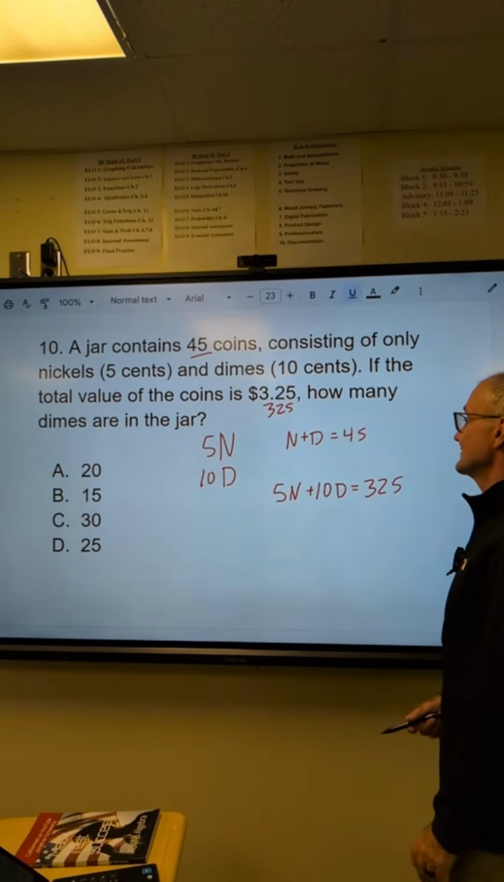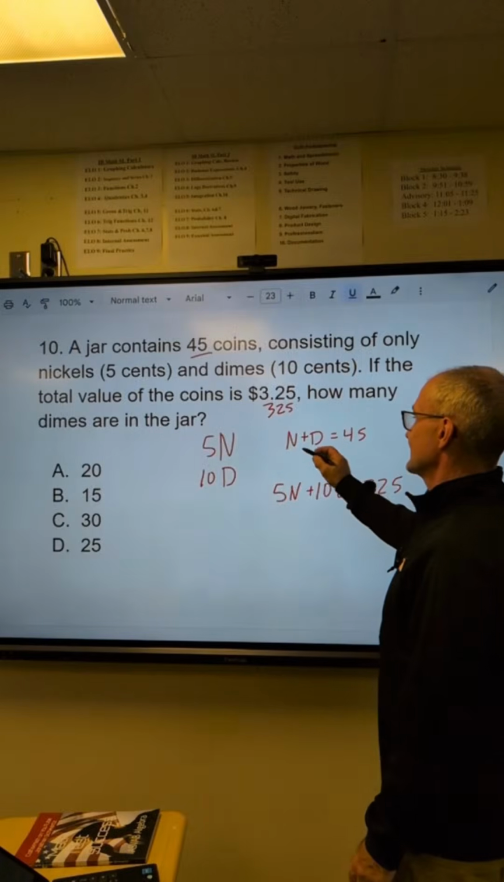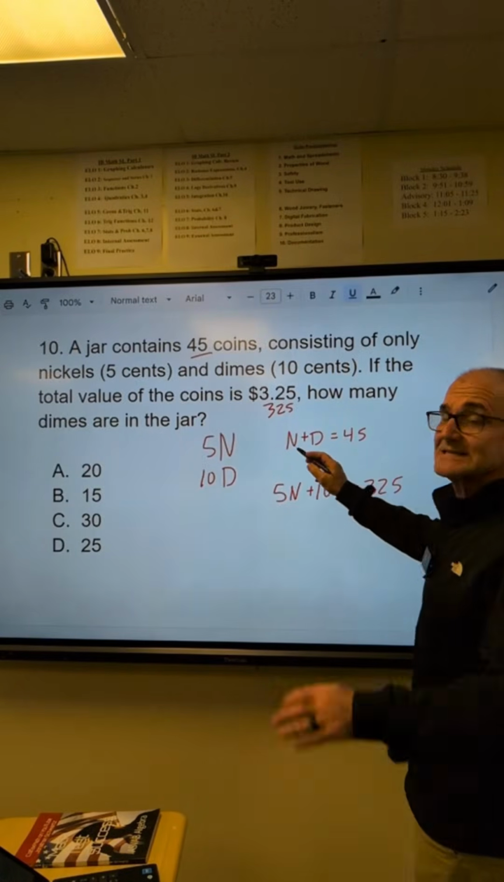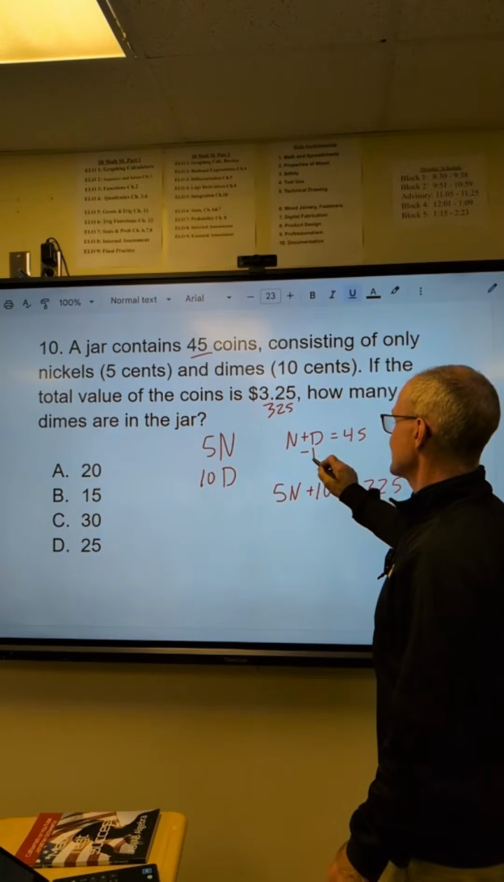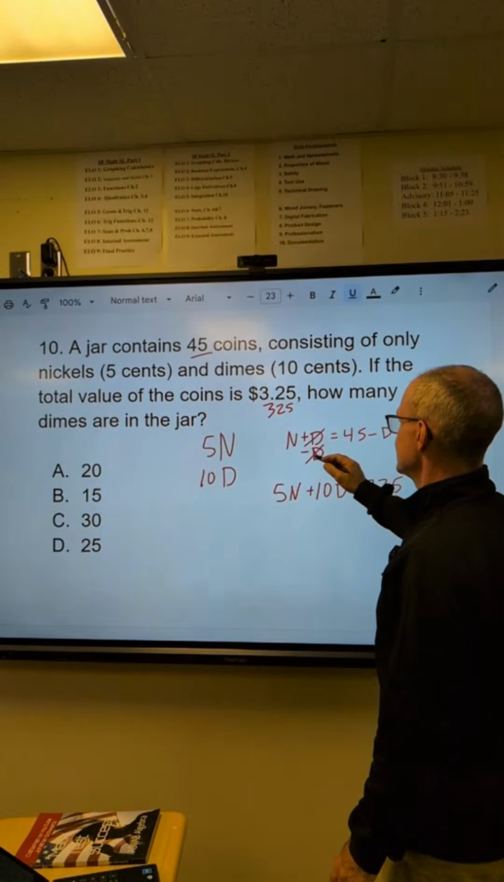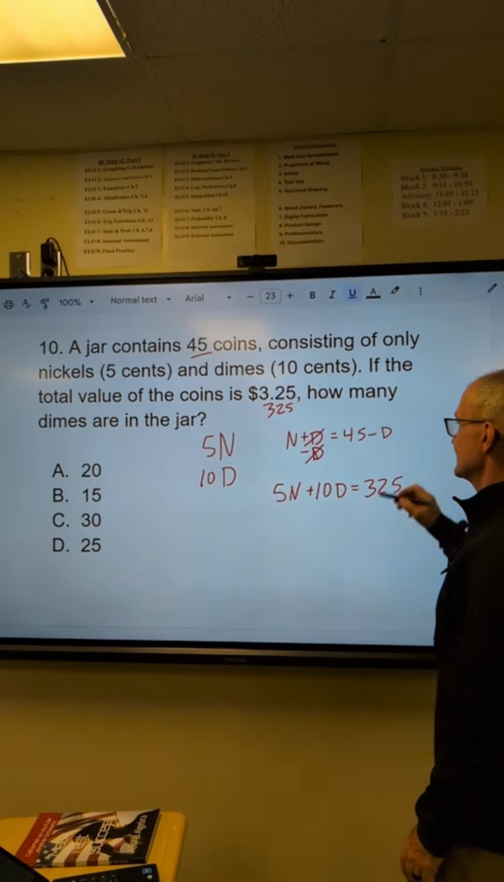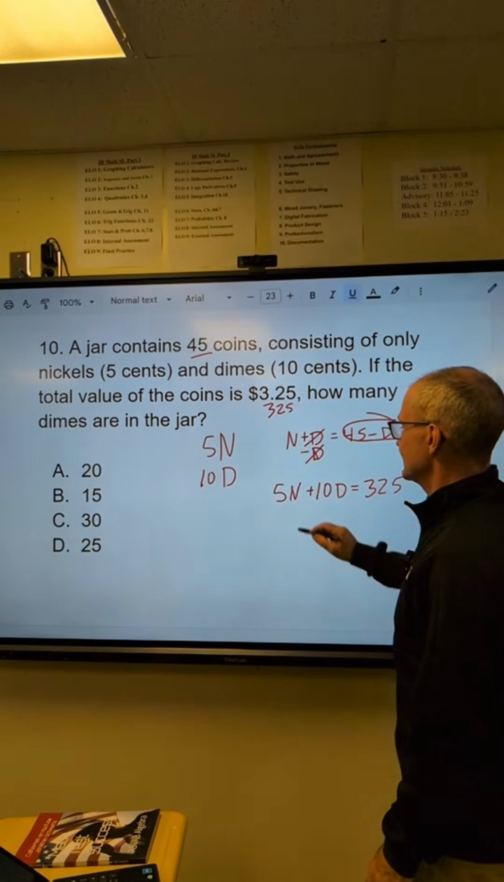Two equations, two variables, a lot of ways to do this. I think I'm just going to take this equation and isolate my variable n. So I'm going to subtract d from both sides, and I can see that n is equal to 45 minus d. Have that value for n, I'm going to take it and plug it in right there.